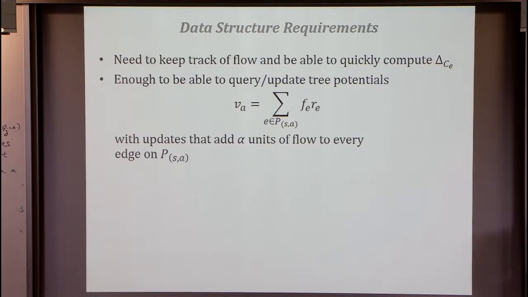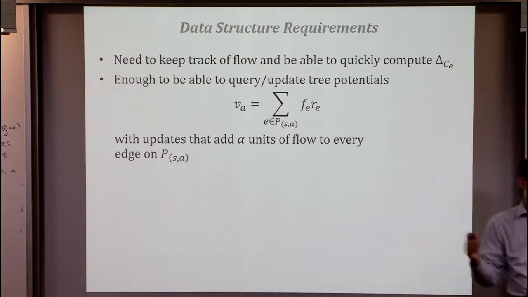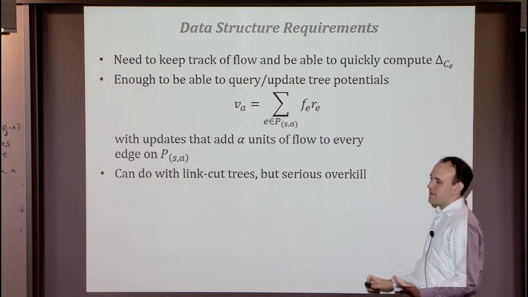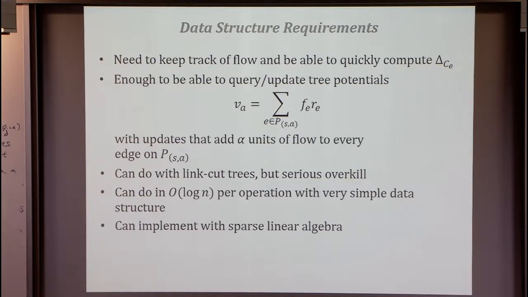And we want to be able to do this with updates that add alpha units of flow to a fixed edge. So the idea is that we want to be able to say, here's a little bit more flow on an edge, and this edge could be in a whole bunch of cycles and a whole bunch of tree paths, so we don't want to have to pay for that. So this is one of the operations link cut trees support, but it's aggressive overkill. And it turns out you can do it with a very simple data structure in O of log n per operation. And what's interesting actually is the data structure itself is a nice basis, a sparse linear algebraic basis for everything we write down.